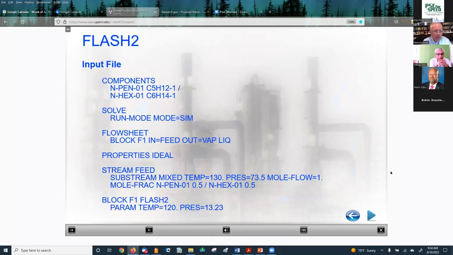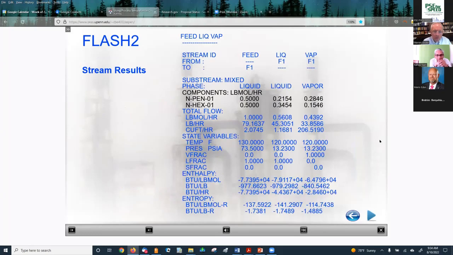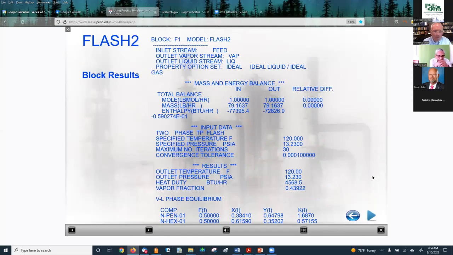Here you can see the main portion of the input summary from the simulation. Here you can see a portion of the stream results for the simulation. As expected, the liquid phase contains a higher fraction of the heavier component, hexane, while the vapor phase contains a higher fraction of the lighter component, pentane. Here is a portion of the results for the Flash 2 block. Notice that the K value for the lighter component, pentane, is greater than the K value for the heavier component, hexane, as expected. Also notice that the difference in the enthalpy flow in and the enthalpy flow out is precisely the heat duty that is required for the process.